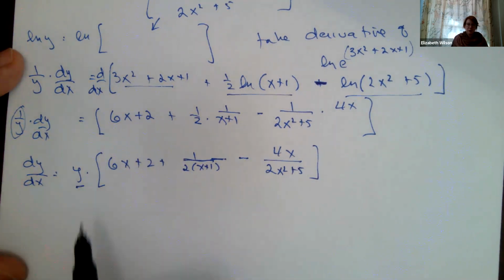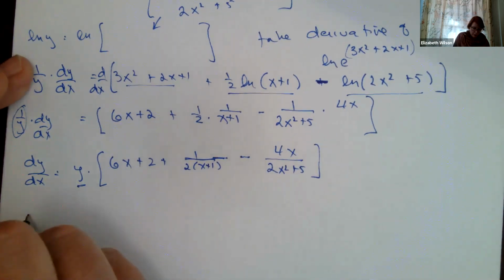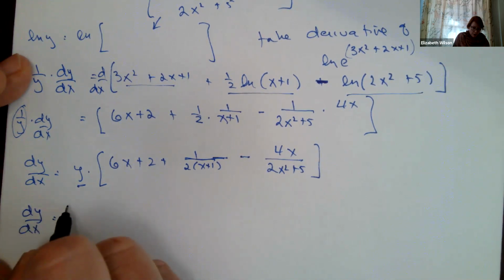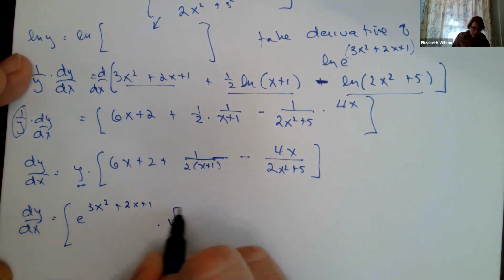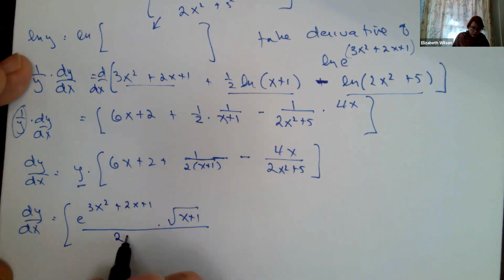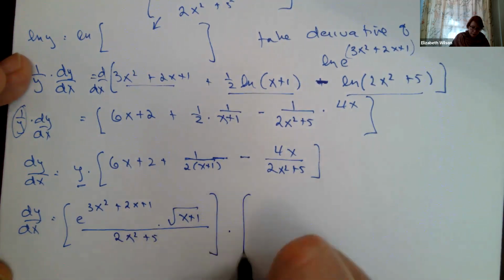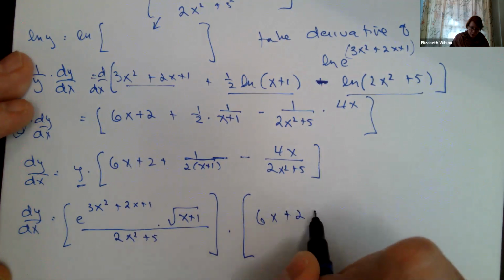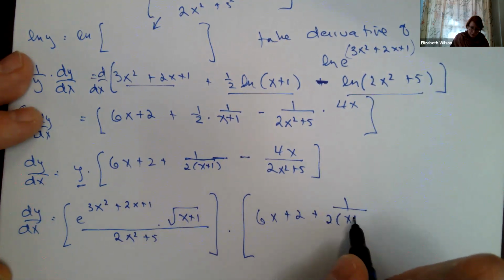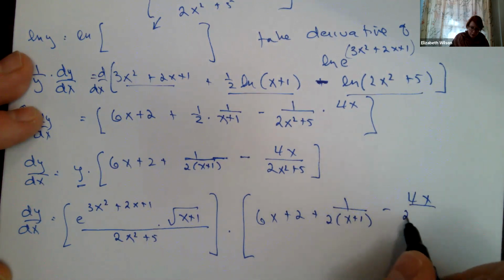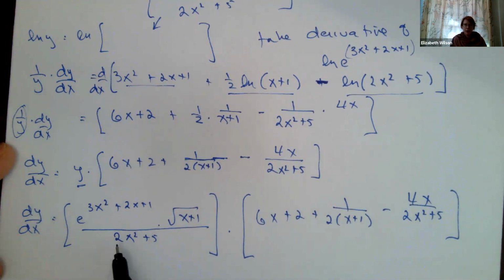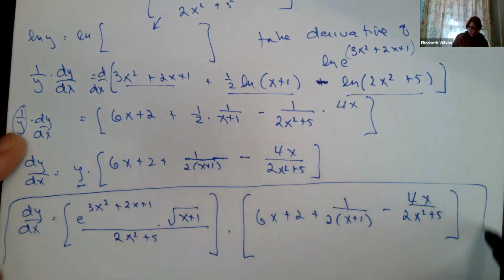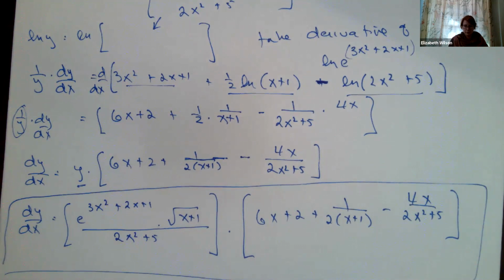But I don't want to leave this with a y variable. I have to substitute my function back into place. So dy/dx looks like e to the 3x squared plus 2x plus 1 times radical x plus 1, all over 2x squared plus 5, times 6x plus 2 plus 1 over 2x plus 1 minus 4x over 2x squared plus 5. Now, don't be tempted to leave the y here. You want to write it all out. This is our final answer right here. And don't worry about multiplying things through. Leave it. You're done.